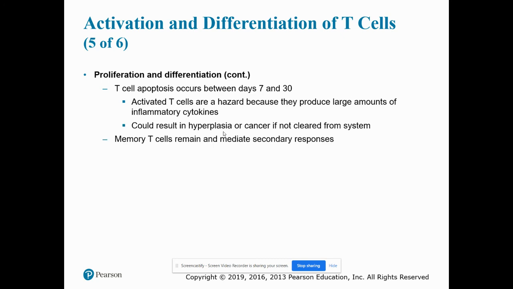and then apoptosis begins after about a week, somewhere between a week and 30 days. Activated T cells are hazardous because they produce a large amount of inflammatory cytokines, and this could result in hyperplasia or cancer if not cleared from the system. And hyperplasia is like the tissue is enlarging, more tissue is being added. Memory T cells can remain and mediate secondary responses.